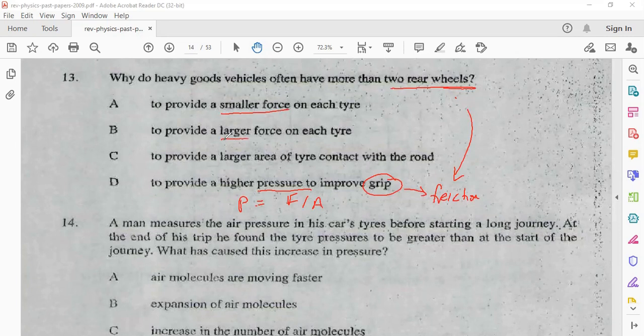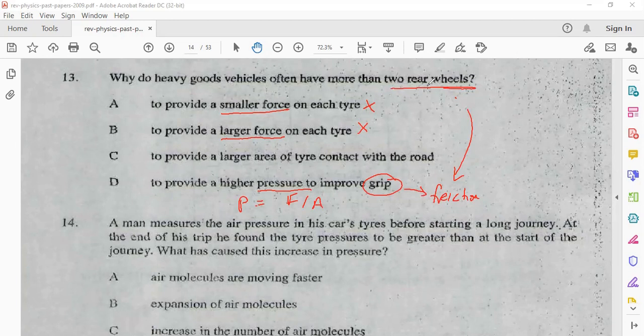Changing the amount of force. More wheels. Changing the amount of force on the tire. That's a no. Because the amount of force depends on the mass of the vehicle. And that hasn't changed. So those two are out.